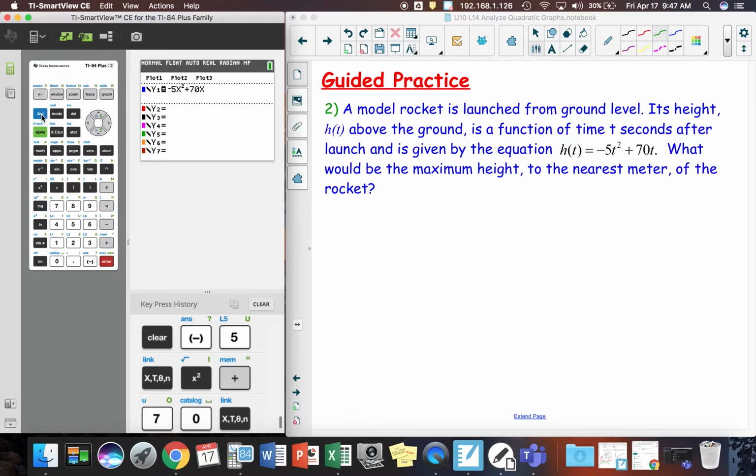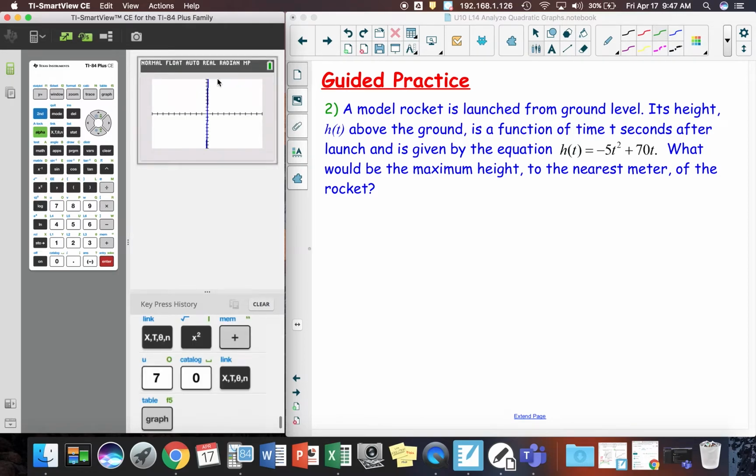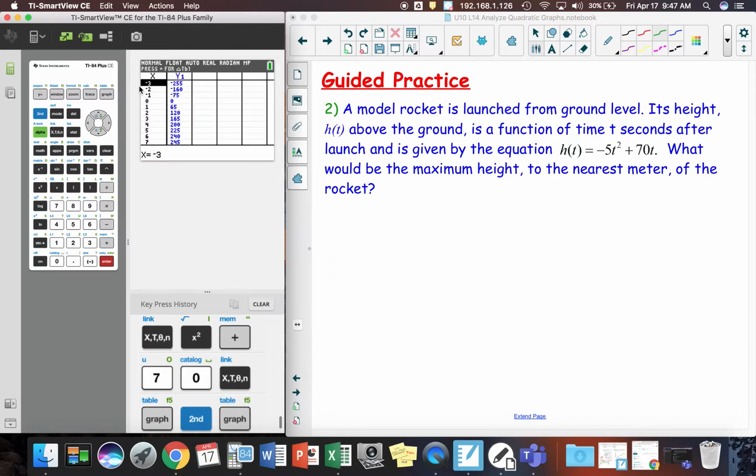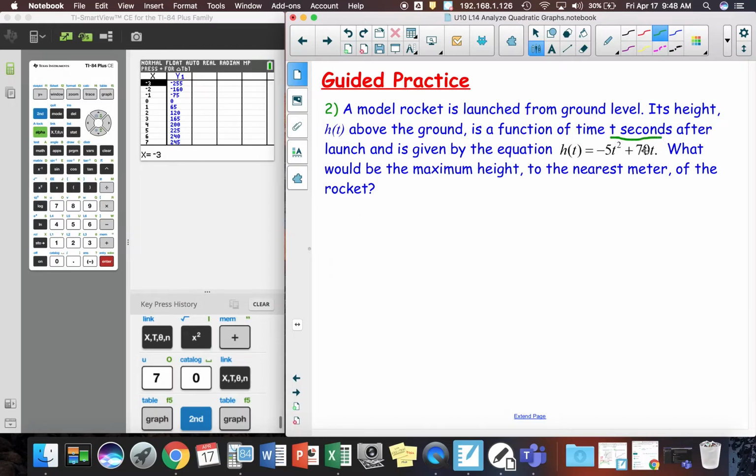So instead of looking at the graph, this one's going to be extremely huge because it's a rocket. It's going very, very high. I'm going to look at the table. I want to see what's the maximum height. Remember, x is time, y is height. So I'm going to label this t. And it says it right here. T is time in seconds.